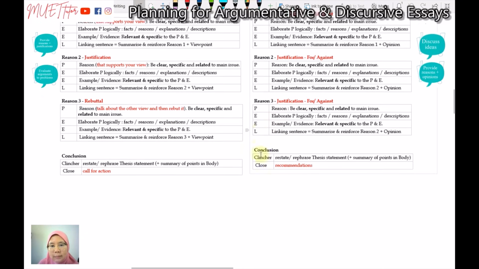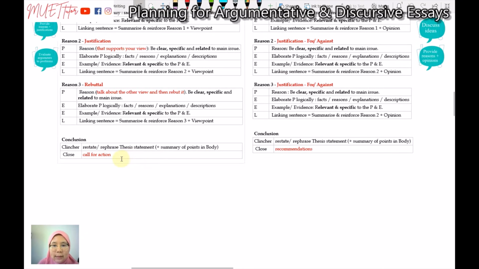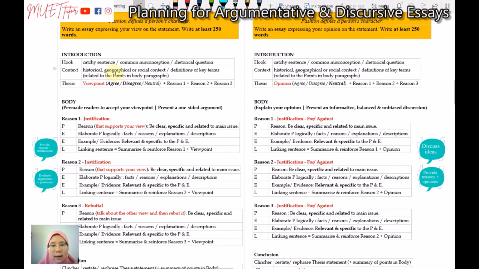To close the essay, argumentative essays will have a stronger tone where you make the conclusion or decision, while discursive will have a low-key or humble tone where you let your readers make their own conclusions or decisions. So in argumentative, you could make a call for action, while in discursive, you could make recommendations or suggestions. Now let's try these 2 out.